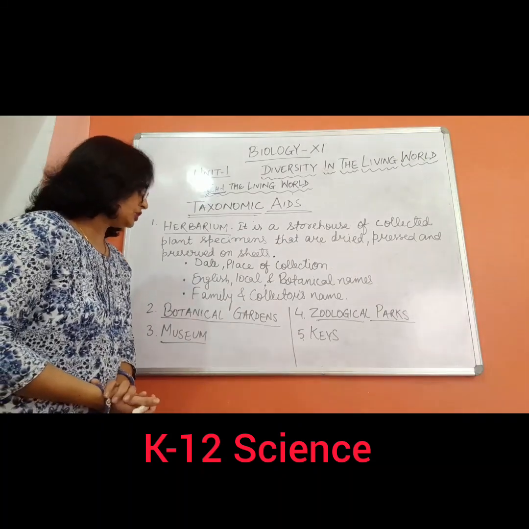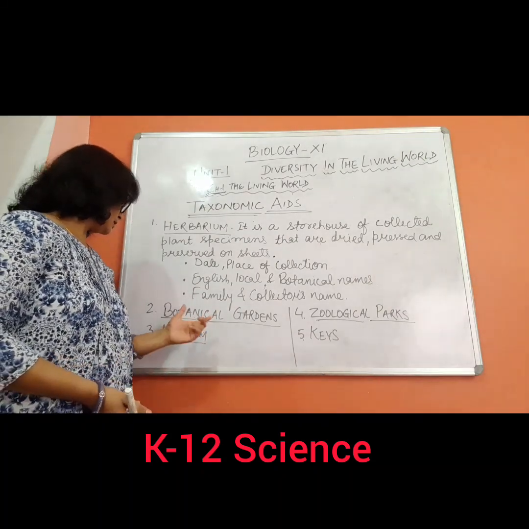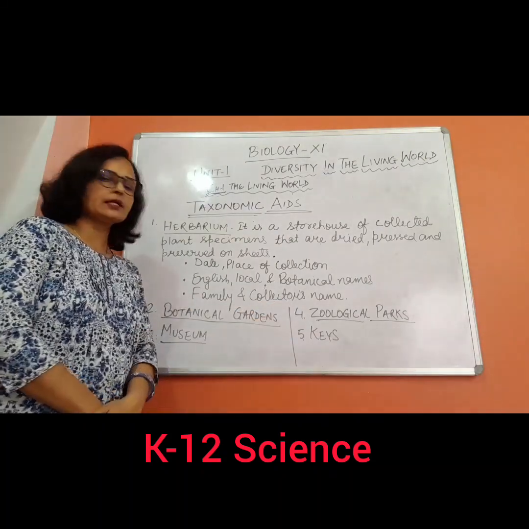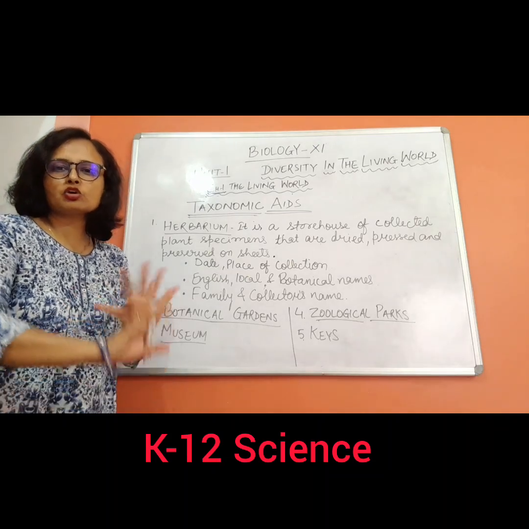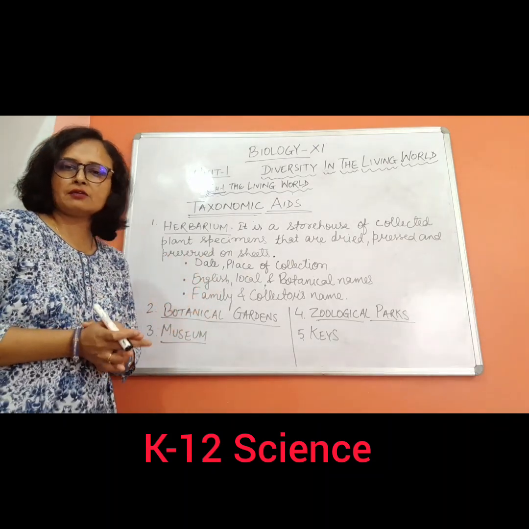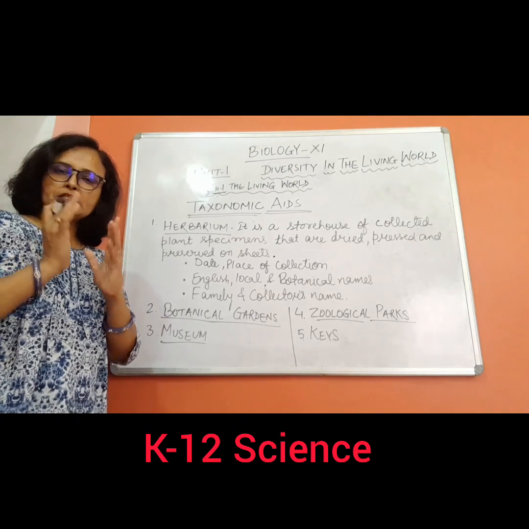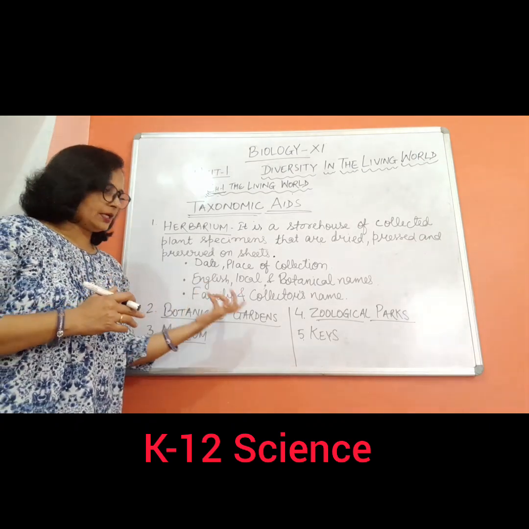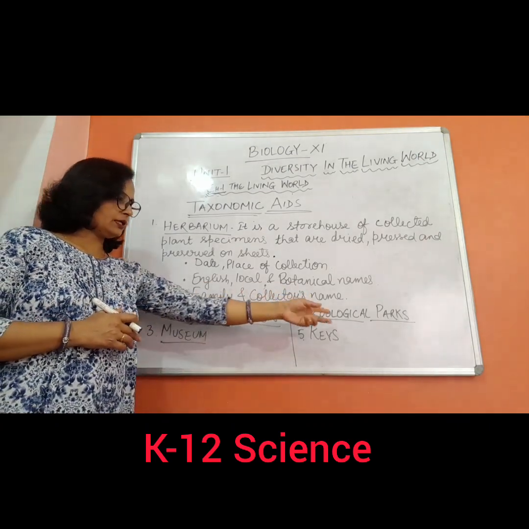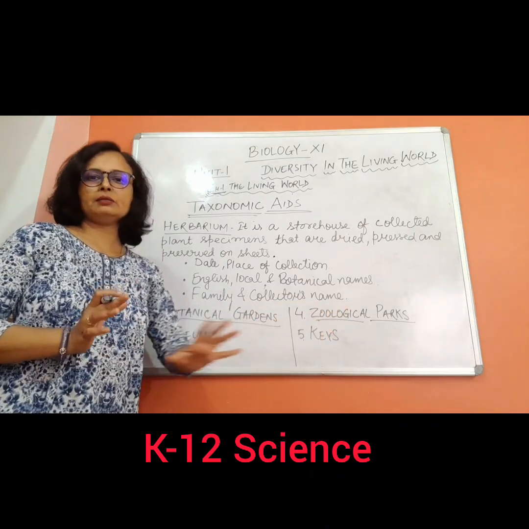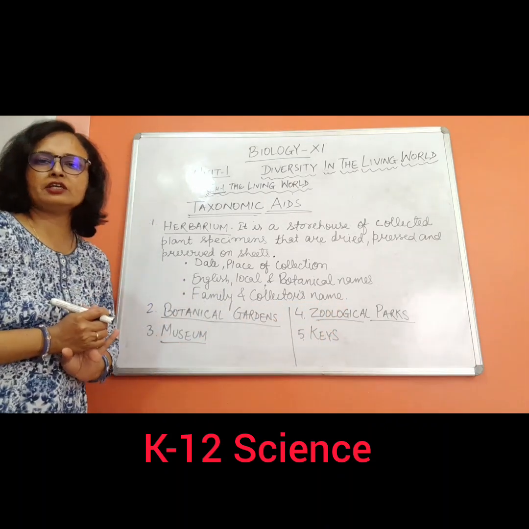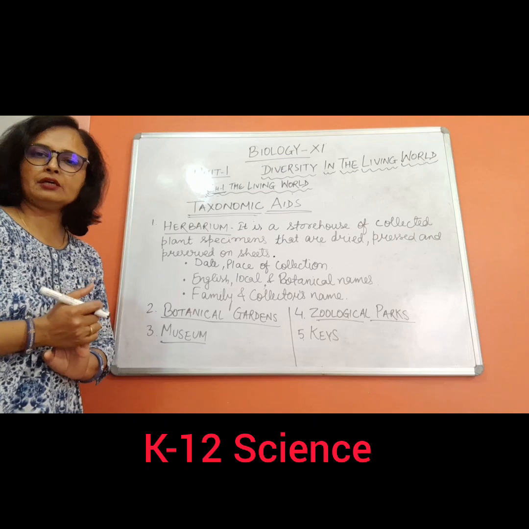Next is zoological parks. Zoological parks are quite similar to botanical gardens. In the zoological parks, lots of varieties of animals are found, and it is man-made, of course, like a botanical garden. And basically the animals are provided with the natural environment in which they are found.